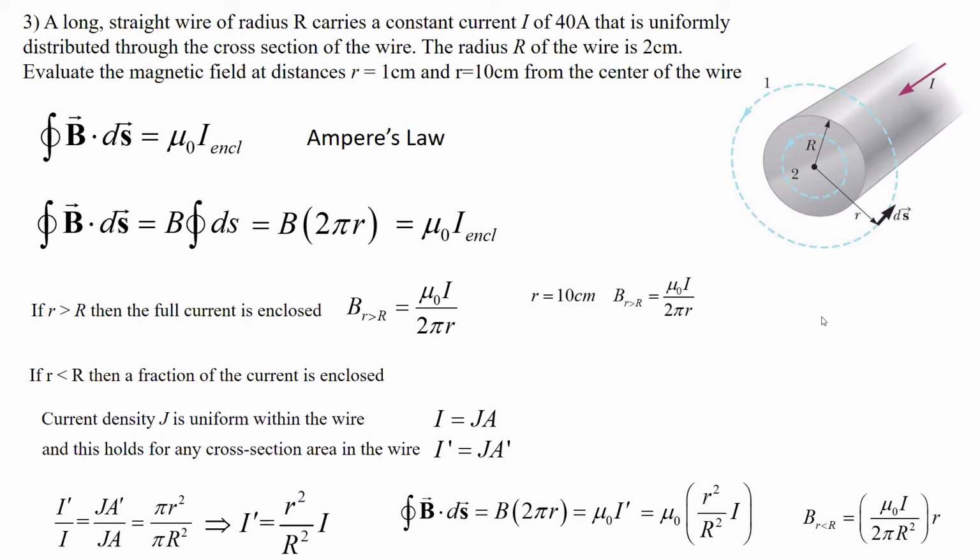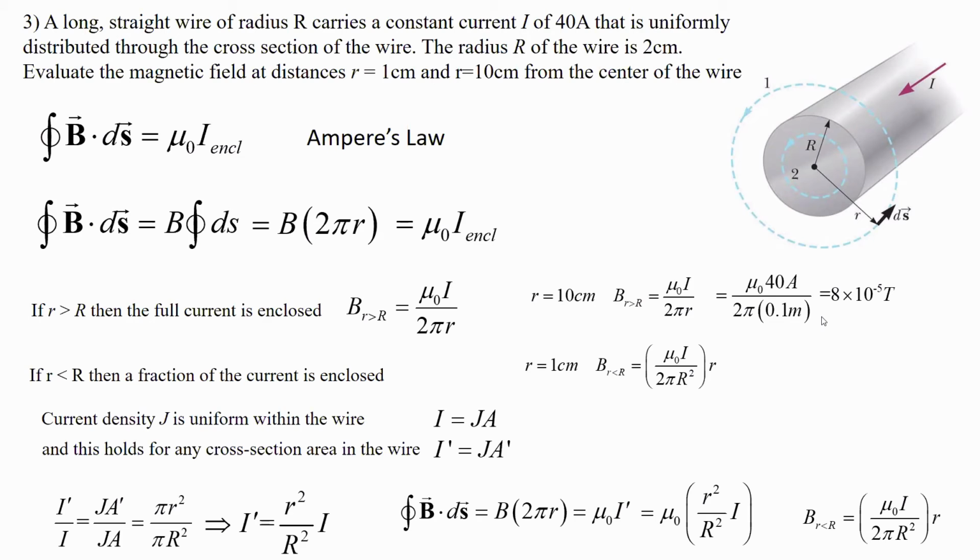For the case when we're outside, at R equals 10 centimeters, we'll just plug in values. 40 amps times mu naught, and our distance away from the center now is 0.1 meters, and so now we have this relationship here. It comes out to 8 times 10 to the minus 5 Tesla.